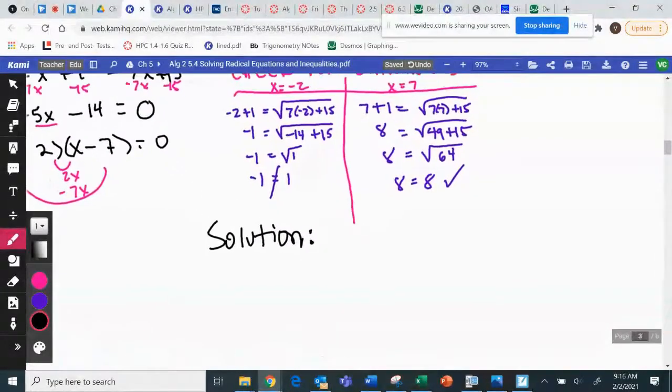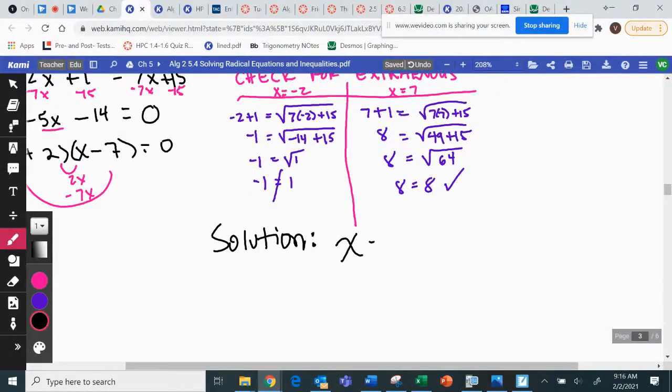So my solution for this is x equals 7. There's only one answer. I got 2 of them, but when I checked, one of these was extraneous.